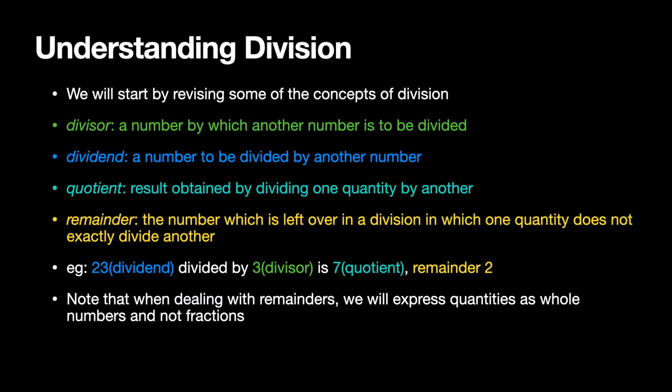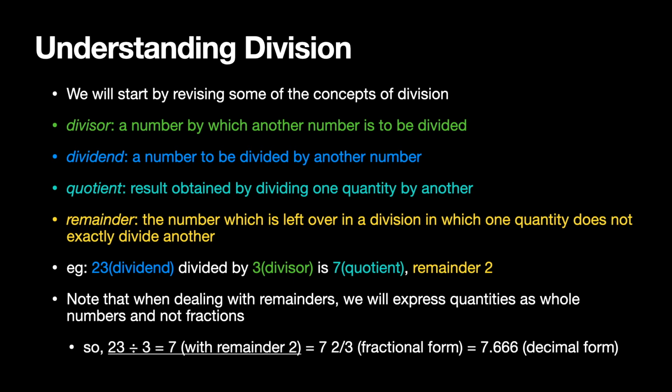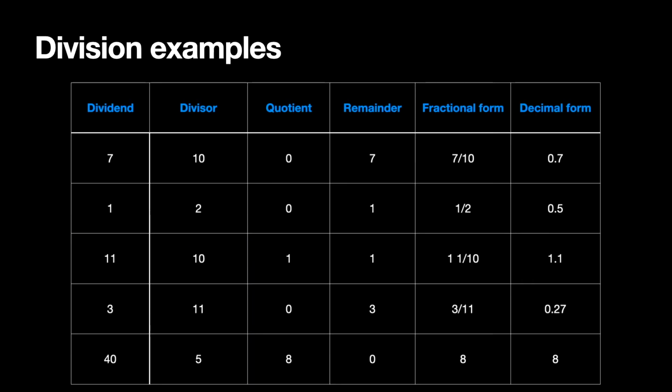Note that when dealing with remainders, we will express quantities as whole numbers and not fractions. So if we were to express the same division in fractional or decimal form, we would get 23 divided by 3 as 7 and 2 by 3 in the fractional form and 7.666 recurring in the decimal form. So let's take a few more examples of division.